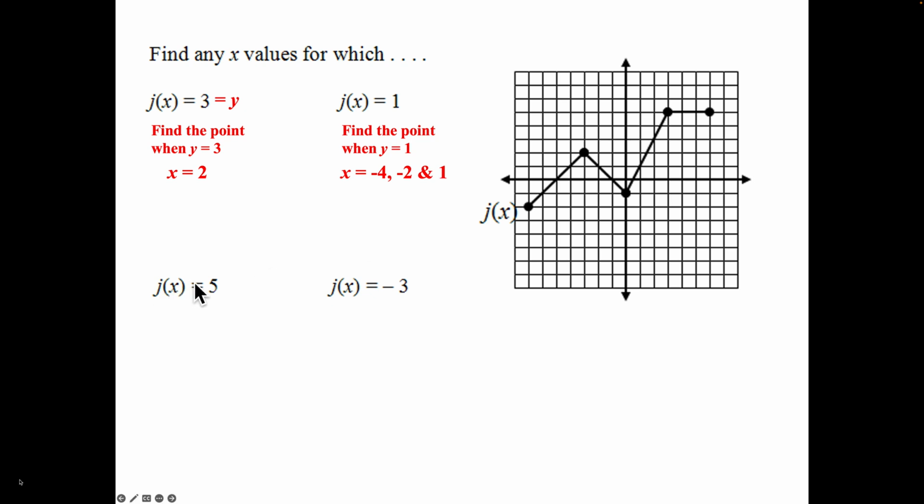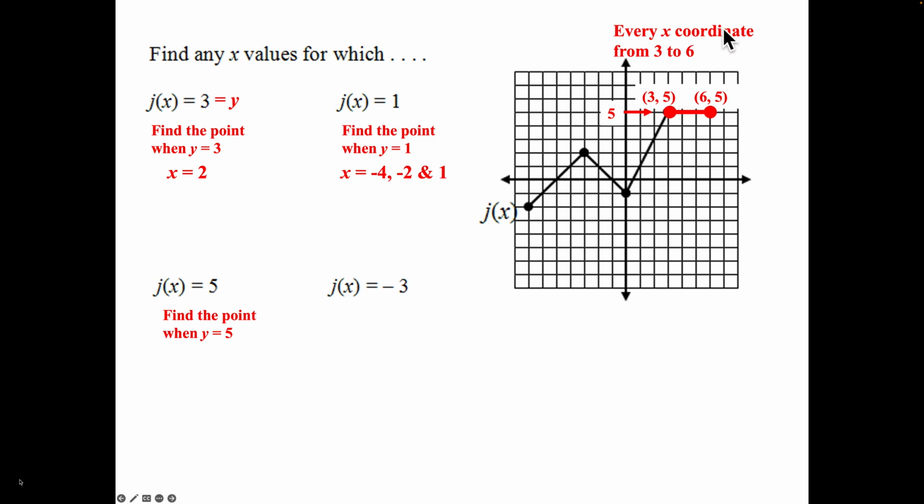Next, we're going to have j of x is equal to 5. All right, that's my y-coordinate. Let's count up the y-axis. 1, 2, 3, 4, 5. We're right here. But holy smokes, we have this point, and everything in between. So that means 3 will work, 3.1, 3.2, 3.001, 3.002. I have an infinite number of x's here. I'm not going to write them out all individually.